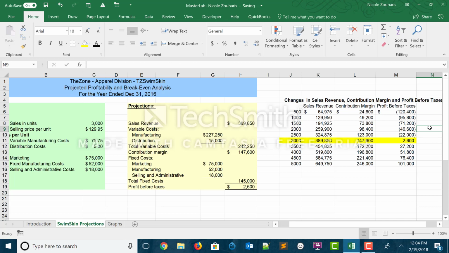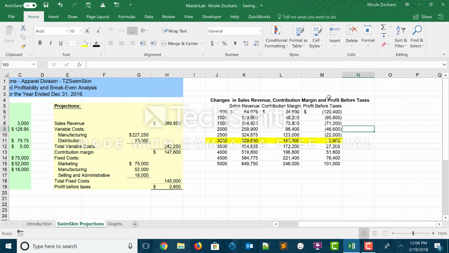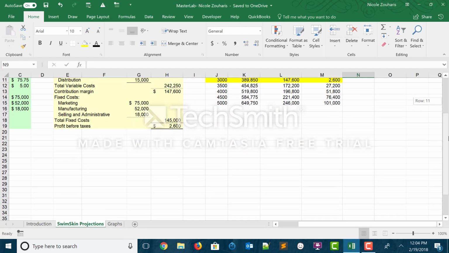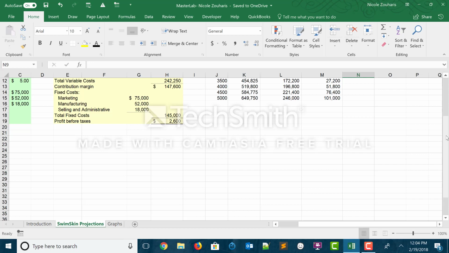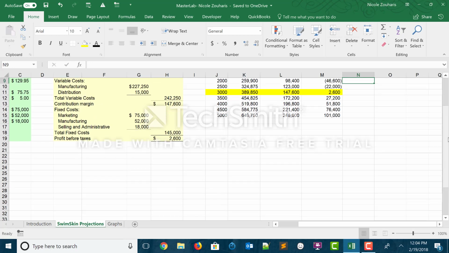Perfect. So now that we have that, we have our one variable data table. And that 3,000 units is our break-even point. But what if we want to look at a little bit more than just levels of output and these 3 points in our projected income statement? I think it'd be best for us to look at levels of output compared to different sales prices. So let's go ahead and start making our 2 variable data table and go down all the way to J23.